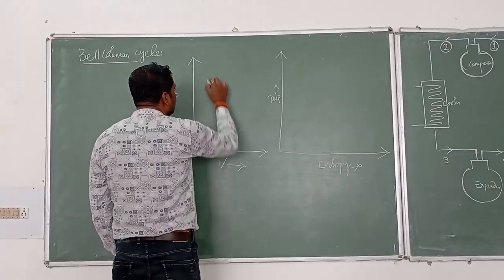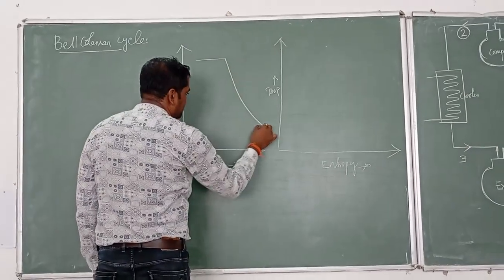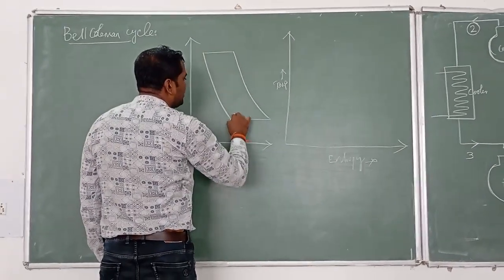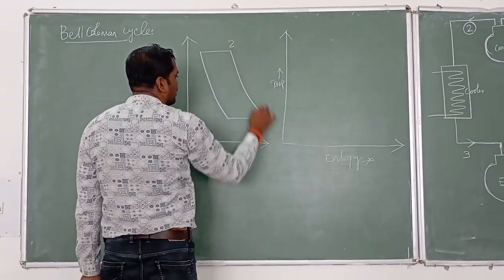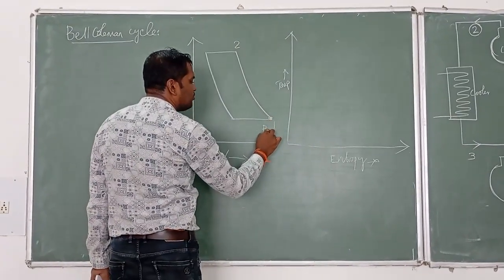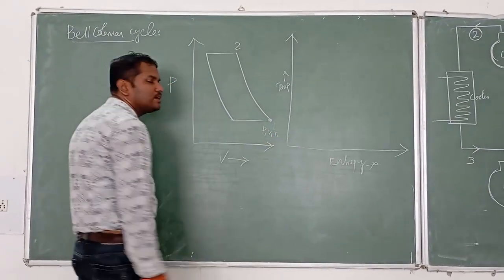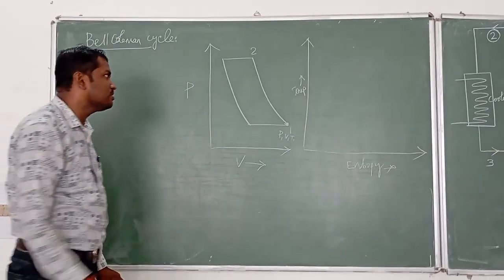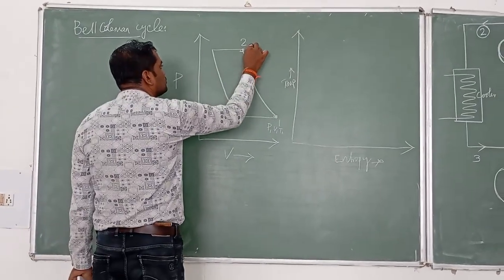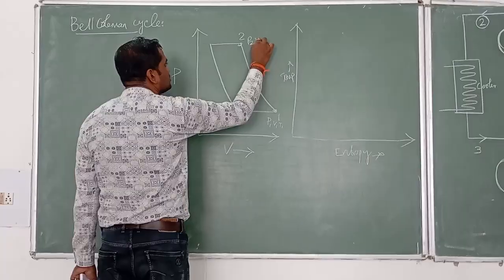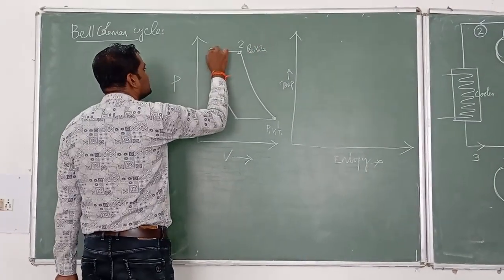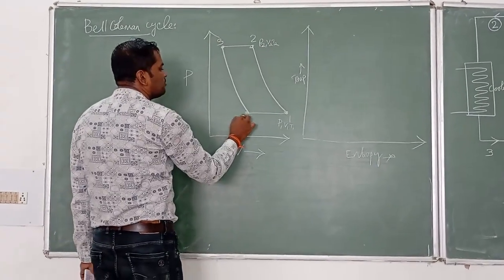In the PV diagram, this is state 1, with pressure, volume and temperature P1, V1, T1. At point 2, the pressure, volume and temperature change to P2, V2, T2. This is the point 3 state, and this is the point 4 state.